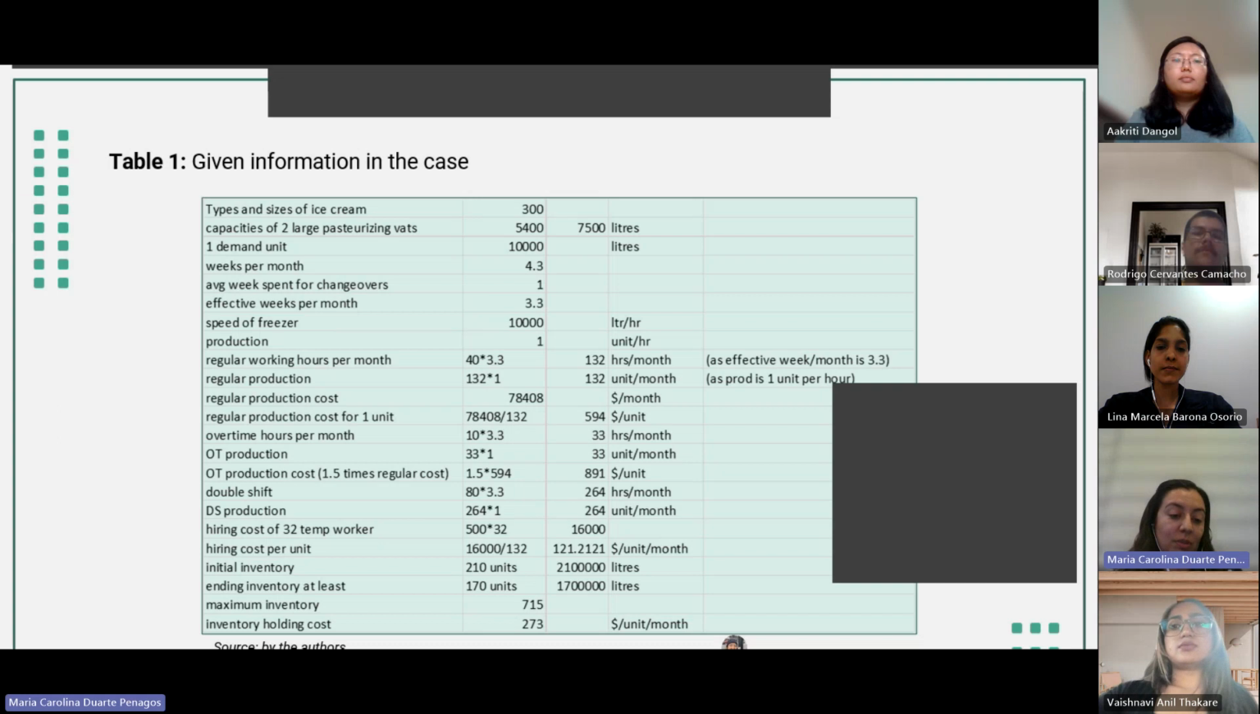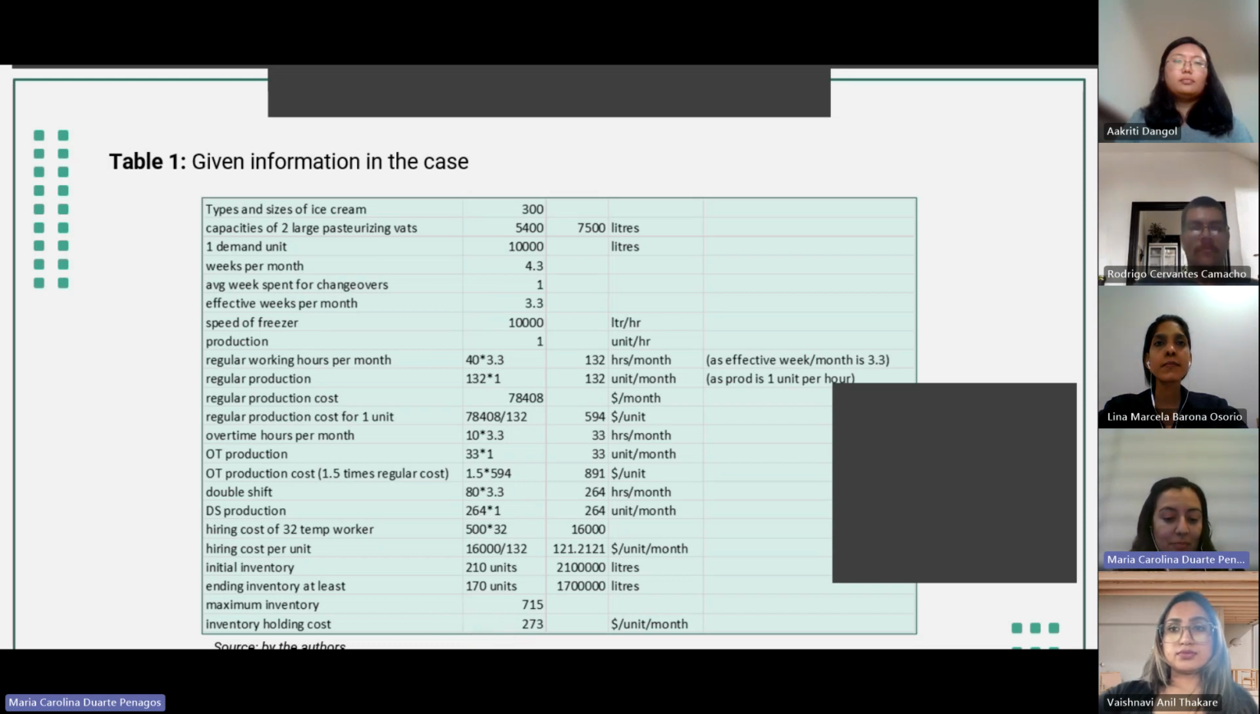And lastly, we have to keep in mind the hiring cost per unit, that is going to be the 16,000 over 132. The regular production is going to be 121.21 units per month. And also we have to keep in mind the initial inventory that we have, that is 210 units, and the ending inventory at least is going to be 170.